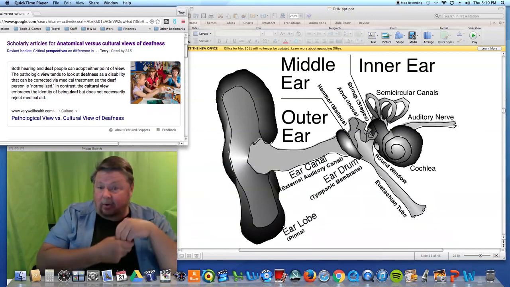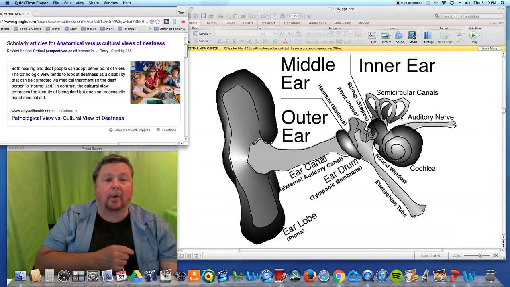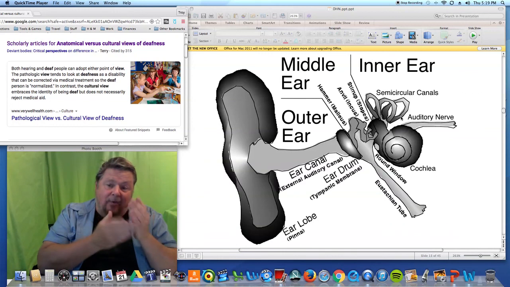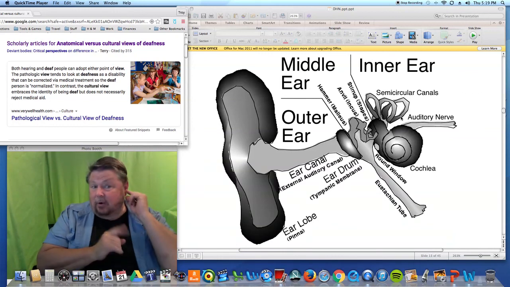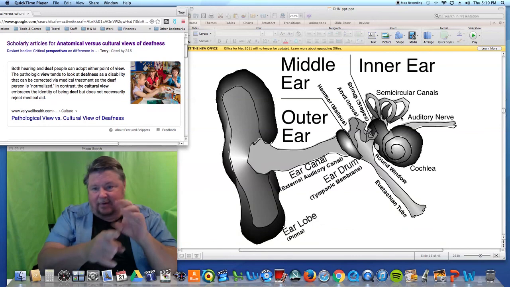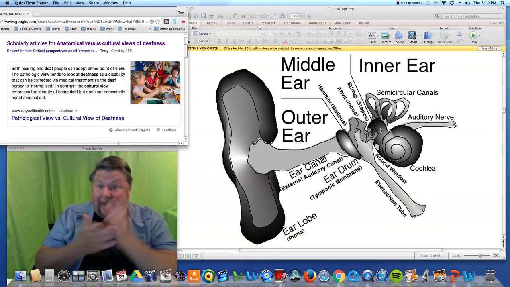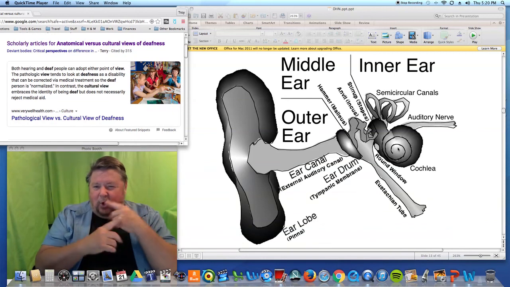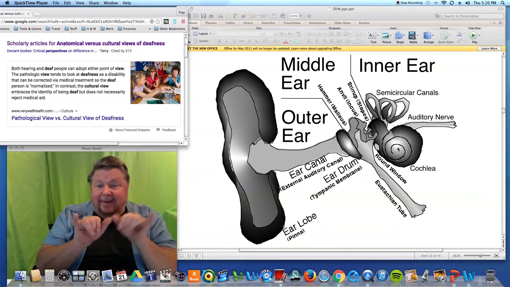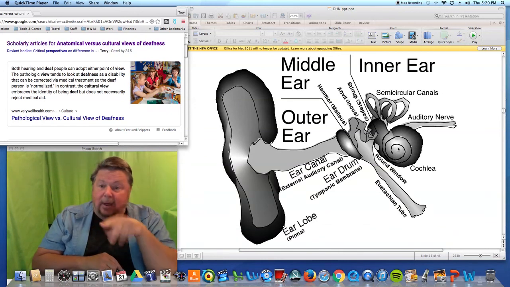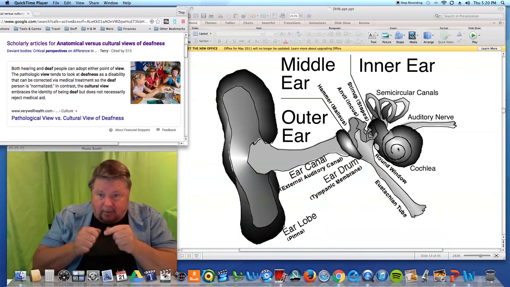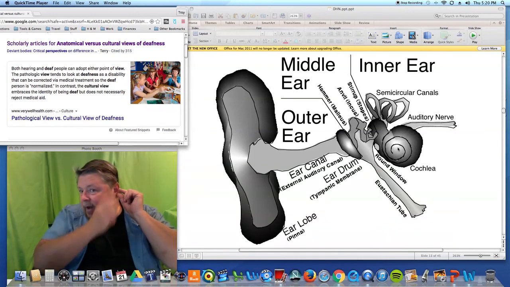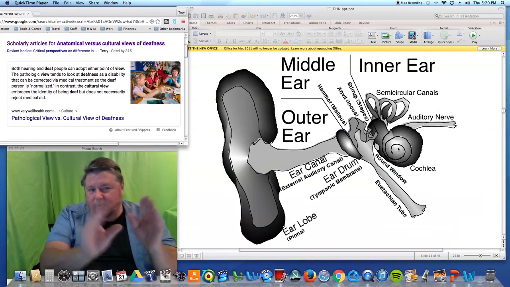And then you have the inner ear. Those bones push on the soft part of the inner ear. Now understand, the inner ear is not to scale. This is so you can see the parts. It looks like a snail. That is all about the same size as a pea, a green pea. It's a little smaller than that.